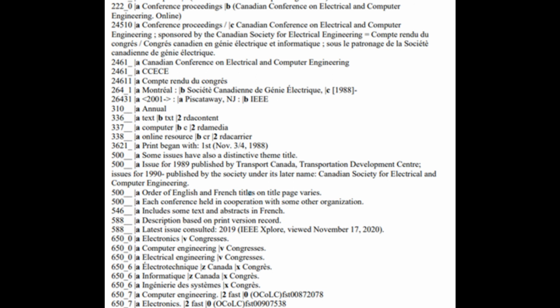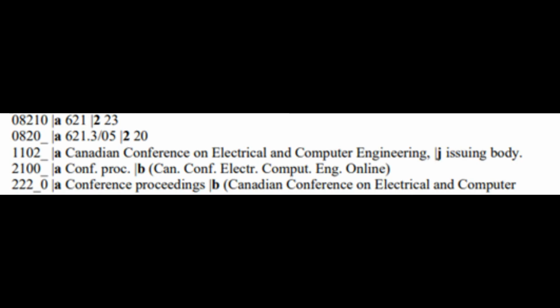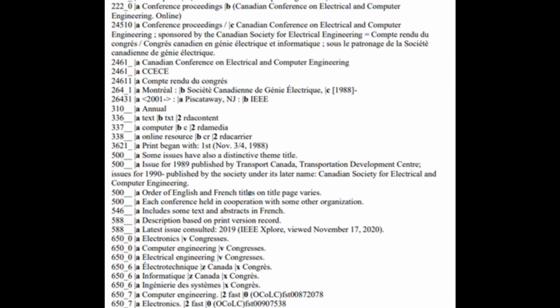And then tag 210, that is the conference proceeding, the abbreviated title of the conference. And then in tag 222, it is a unique title for a continuing resource that is assigned in conjunction with an ISSN recorded in field 022. So we have here a tag 022, which stands for the International Standard Serial Number.